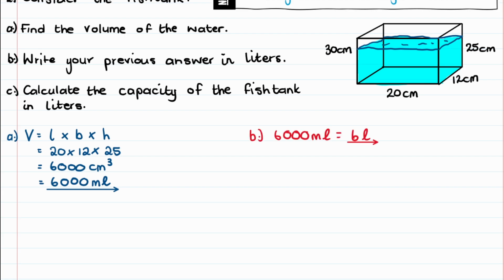Question B asks us to take our answer from question A and turn it into liters. 6,000 milliliters is the same as 6 liters. For our last question, we are asked to find the capacity of the fish tank, and they've asked us to leave our answer in liters.